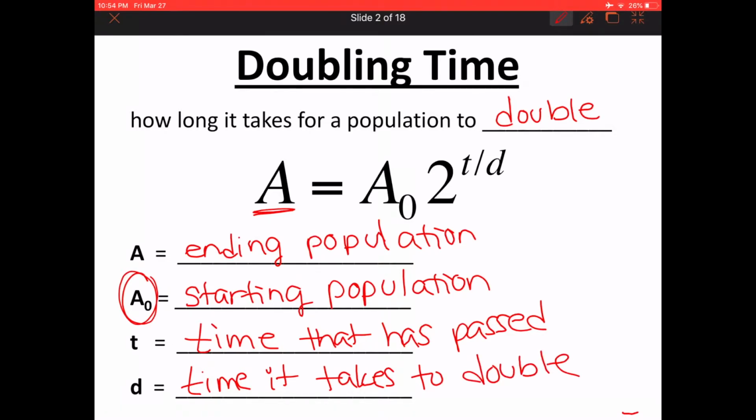So the directions will tell you it takes 10 years to double, 5 years to double, and that's what we're going to put in for D.